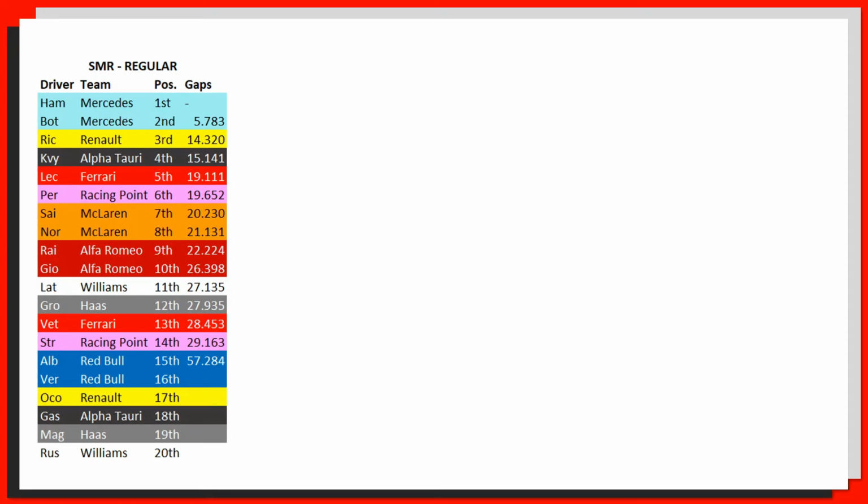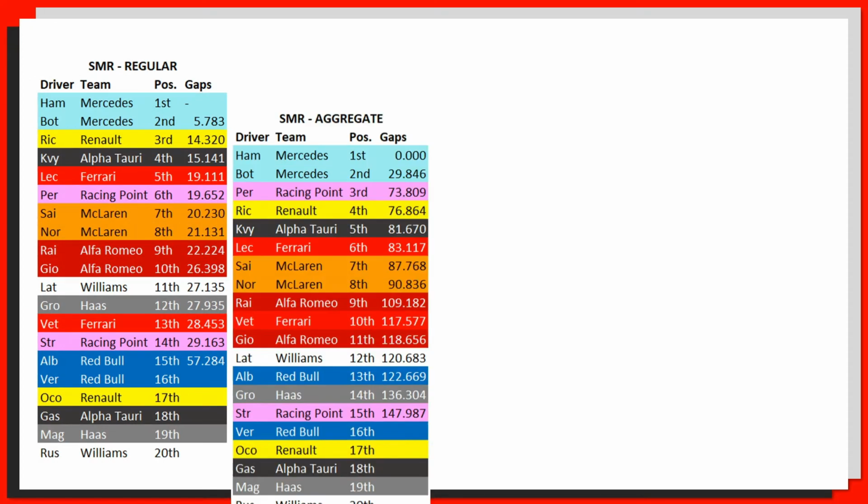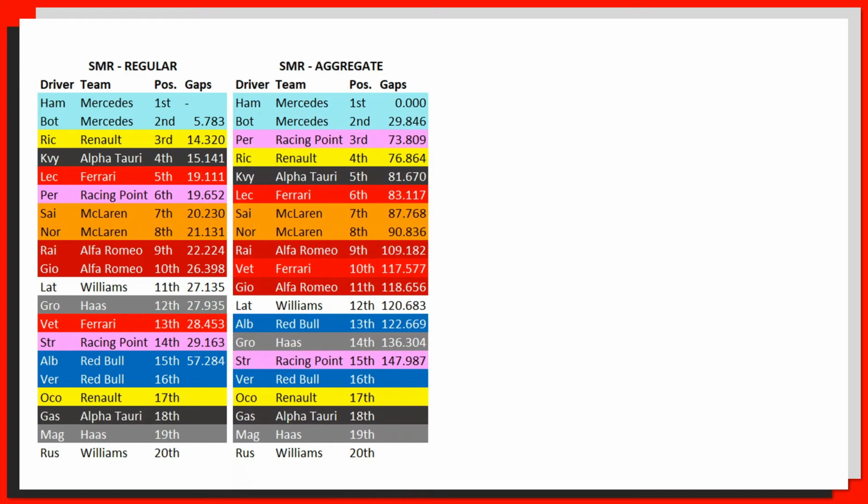Then we head on into the penultimate two races, and we first pull up Imola. Hamilton from Bottas, from Ricciardo, from Kvyat, from Leclerc, etc. And in the aggregate, Perez ends up getting a podium ahead of Ricciardo, Kvyat and Leclerc, etc. Other than that, there aren't a great deal of positional changes, but once again, the gaps are extended to just absolutely ridiculous scenes.